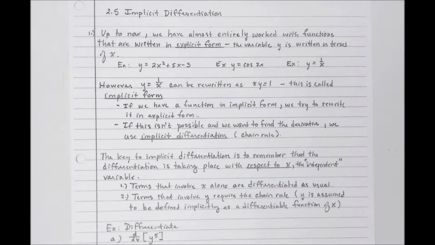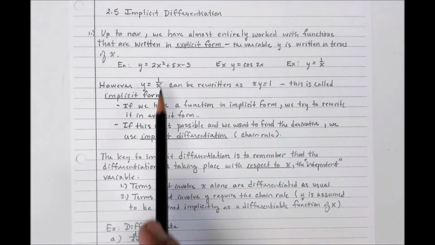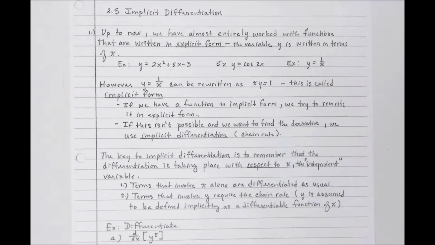Chapter 2, Section 5, Implicit Differentiation. Now, most everything that we've looked at when we've been looking to take the derivative of, or in some cases even solving, as far as for graphing and such, has been equations or functions that have been written in what we call explicit form, where the variable y is written in terms of x, as I have some examples right here. The y is all by itself on one side, and everything on the other side is in terms of x.